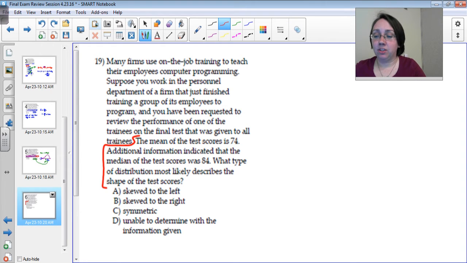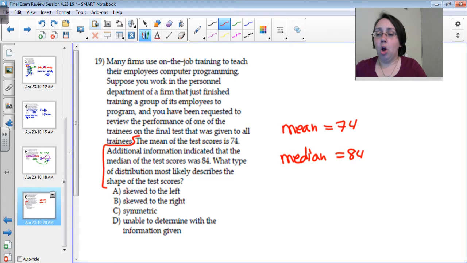All right, the mean of the test scores is 74. So the mean is 74. Additional information indicated that the median was 84. What type of distribution most likely describes the shape of the test scores? Choices are skewed left, skewed right, symmetric, or we don't have enough information.